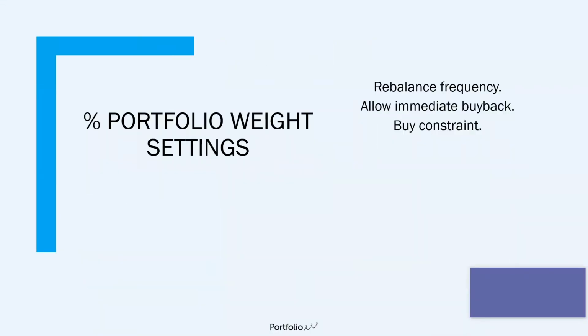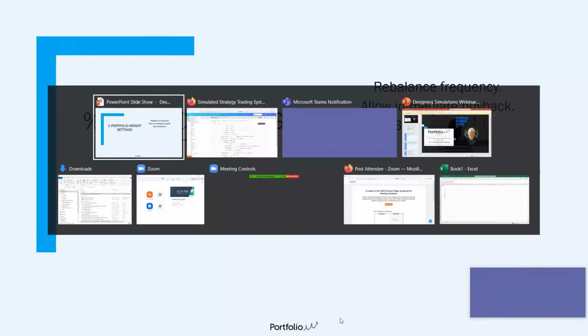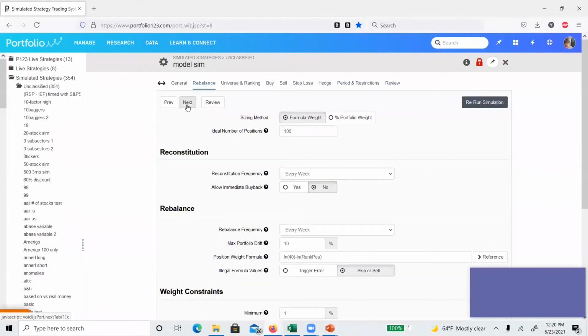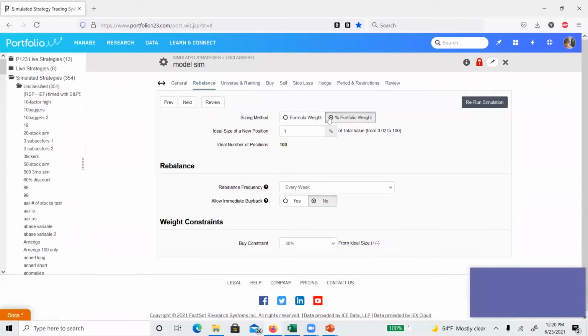Now, percent portfolio weight settings. This is the next tab on our simulation. So portfolio weight, and this is just our default. You can put in 5 here for 20 positions, or 10 for 10 positions, or 3.33 for 30 positions, whatever number you want.